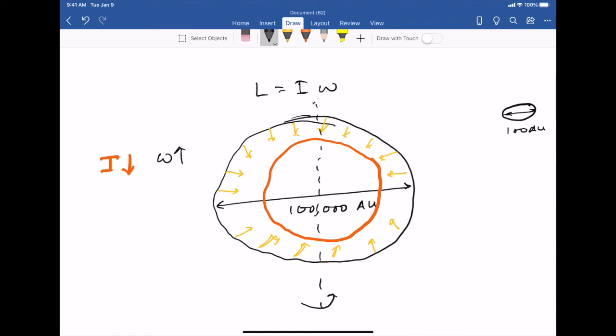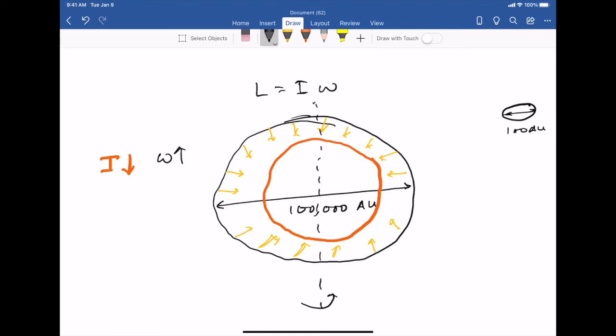So what that means is that as the cloud collapses, it's going to spin faster and faster. Initially it was spinning very, very slowly, negligibly slowly. But then as it starts collapsing, it's going to spin faster and faster. And as I gets smaller, omega increases even more. So it's going to keep on spinning faster and faster. Now, there's another fascinating thing that happens with regard to the collapse of the cloud. It's easy for the cloud to collapse in every direction except for along the plane of rotation.